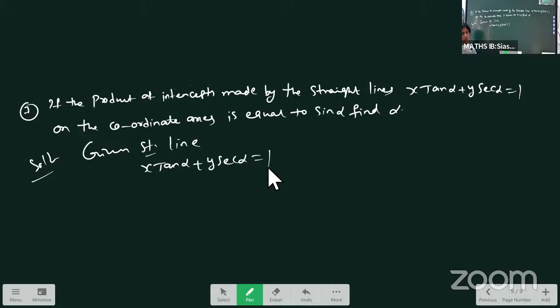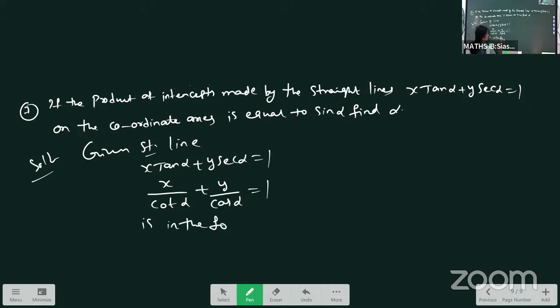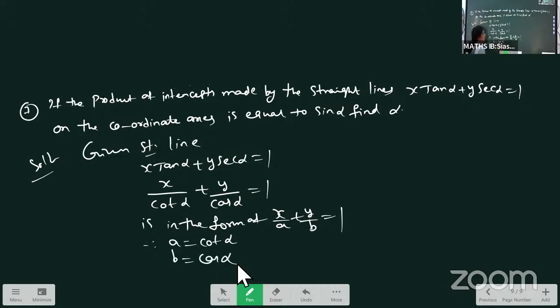Right side is equal to 1 is perfect form, but the x coefficient tan alpha is there. We can write it as x by cot alpha plus y by cos alpha is equal to 1. Now it is in the form of intercept form, x by a plus y by b is equal to 1. Therefore a is cot alpha, and b is cos alpha. Now go to the question.